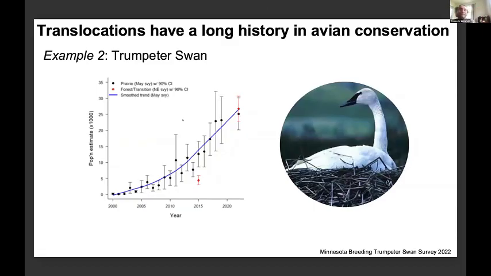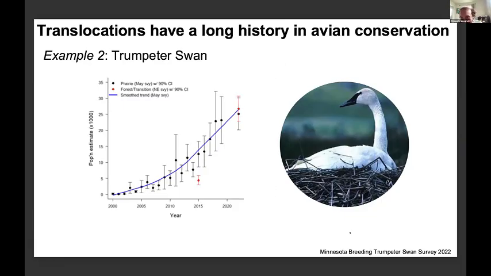Another example in Minnesota is the trumpeter swan. This was a species that was extirpated, or disappeared, in the state in the 1800s. So it wasn't in the state at all, but translocations from populations from the Western US and Alaska in the second half of the 1900s started a new population in Minnesota. In the late 1900s, there were nearly no individuals, and then throughout the 21st century there's been a really rapid increase in trumpeter swans throughout Minnesota. And now we're numbering in the tens of thousands.